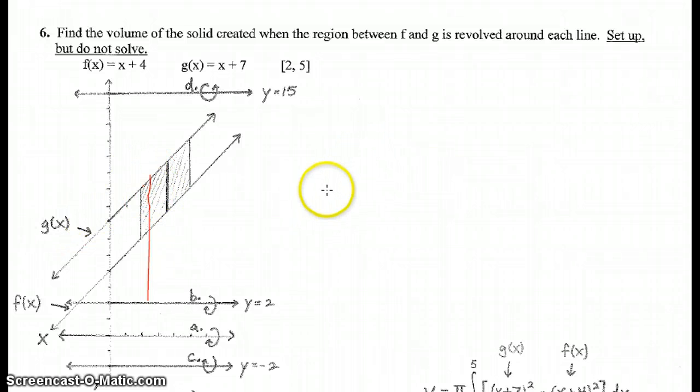But we don't want to go all the way back to the x-axis. We only want to go back to y equals 2. So I'm going to draw this first line here from g to y equals 2. But I can't just call that g of x because g of x is actually the distance all the way back to the x-axis. So if I only want this distance here, it's going to be g of x minus 2.